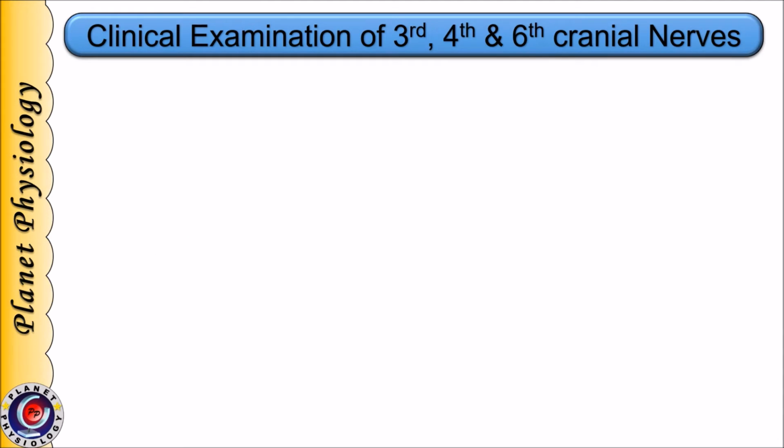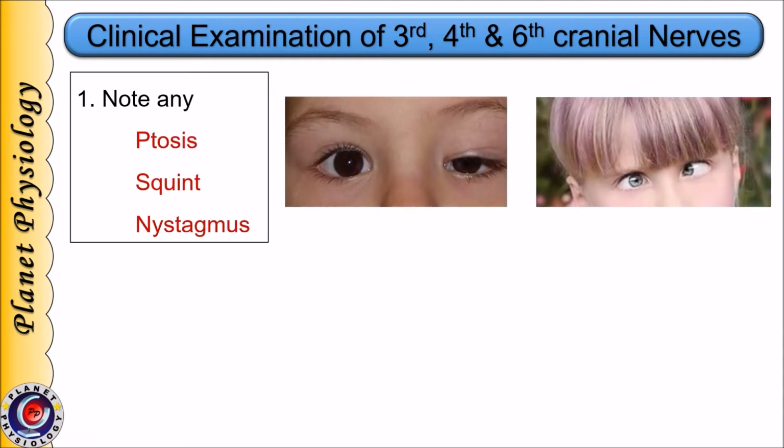Now let us study how to examine third, fourth and sixth cranial nerves. First, note if there is presence of any ptosis, squint or nystagmus. Ptosis is drooping of eyelid, and damage to oculomotor nerve can cause paralysis of levator palpebrae superioris and results into ptosis. So here you can note drooping of the eyelid.